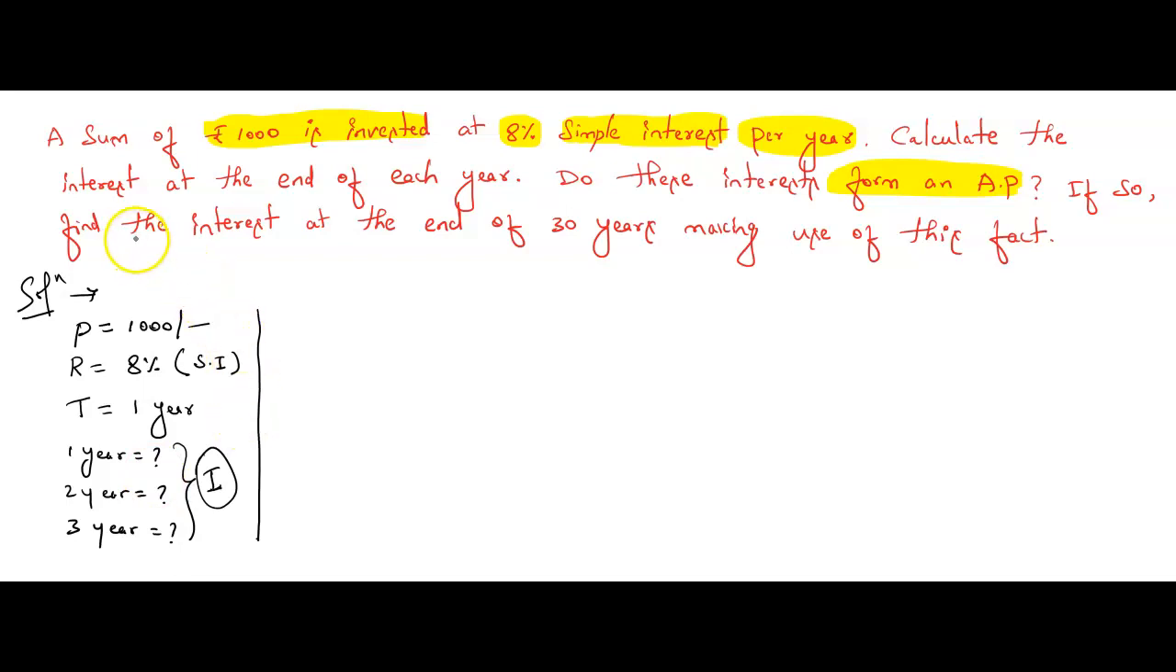And also, in case it is in AP, what do we have to do? We have to find the interest at the end of 30 years. Are you getting it? That we will see. First let me find these 3 years.